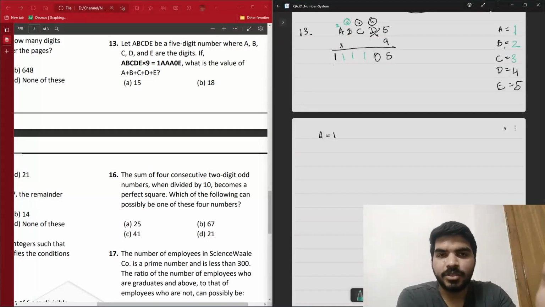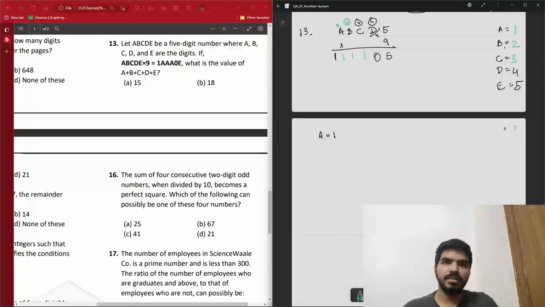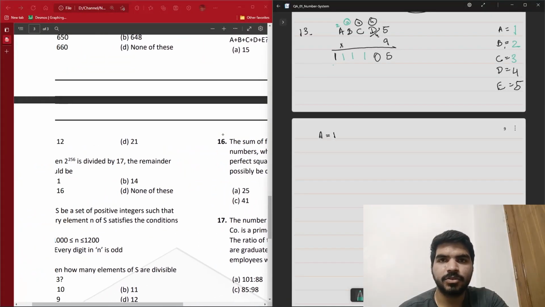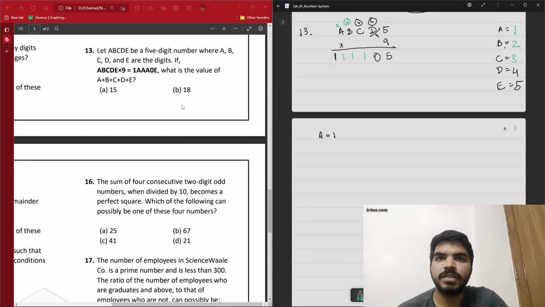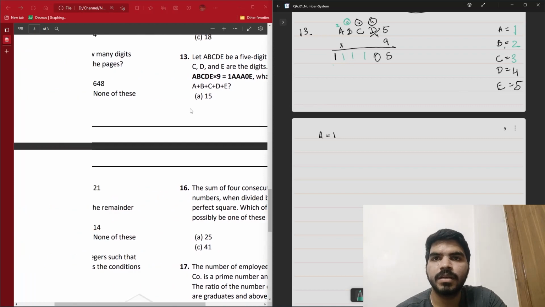Why can't it be 2? Try it yourself. Same thing, like after whatever I did in the blue pen, you try it with A equal to 2. There will be some contradiction with the digits. It will take some time, and I'm already lagging behind, so I would say you should do it yourself. So what is the answer? A plus B plus C plus D plus E. This will be 15. Option A.